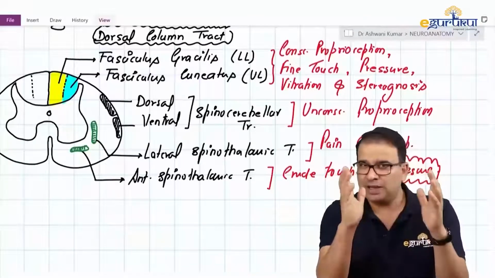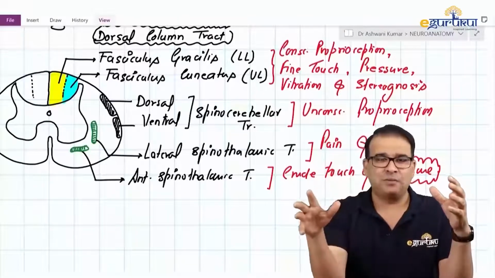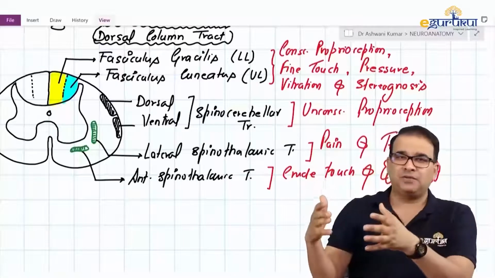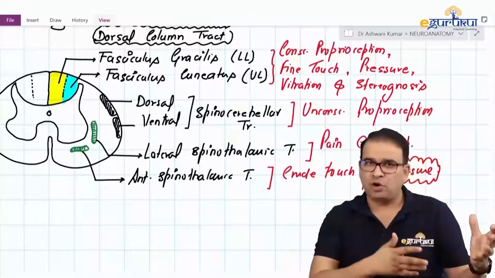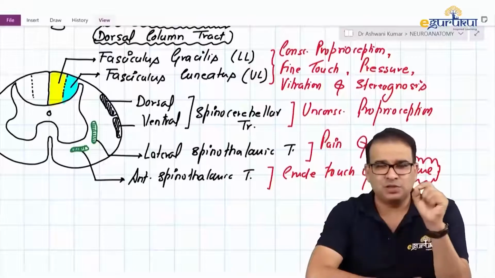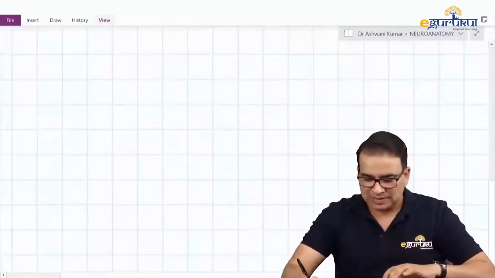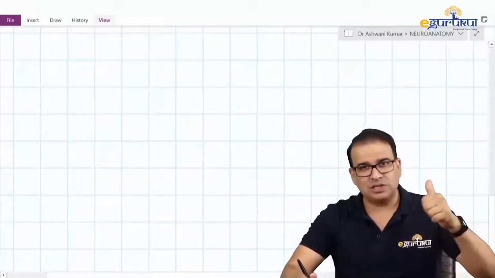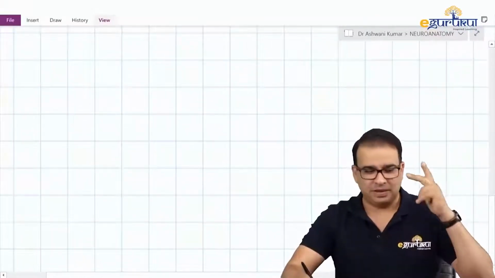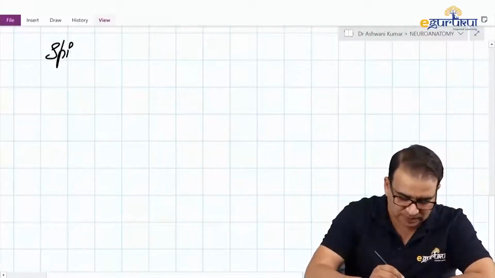Because if you don't know the exact level of decussation for ascending and descending tracts, then we will always have a problem in understanding whether the effect will be on the ipsilateral side or contralateral side, or maybe bilaterally present. So that's why the decussation is very, very important. In that sequence, we have three tracts: dorsal column, spinocerebellar, and spinothalamic. I want to start the discussion with the spinothalamic tract first.